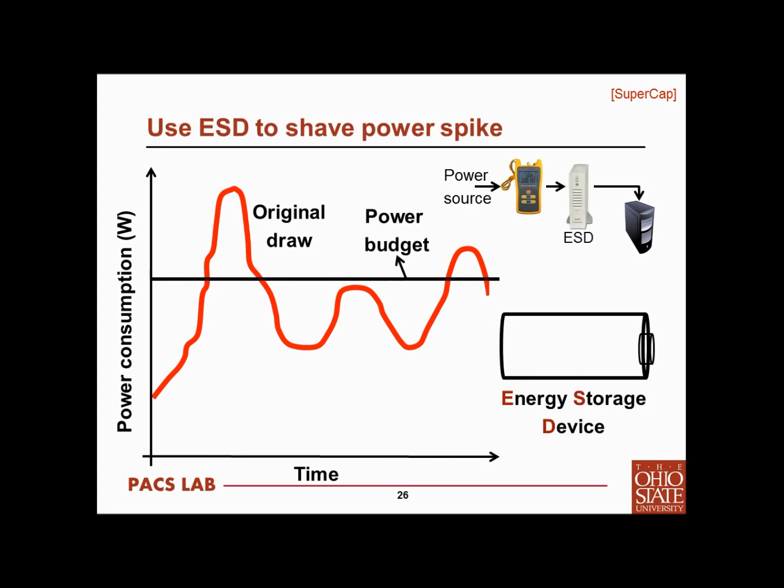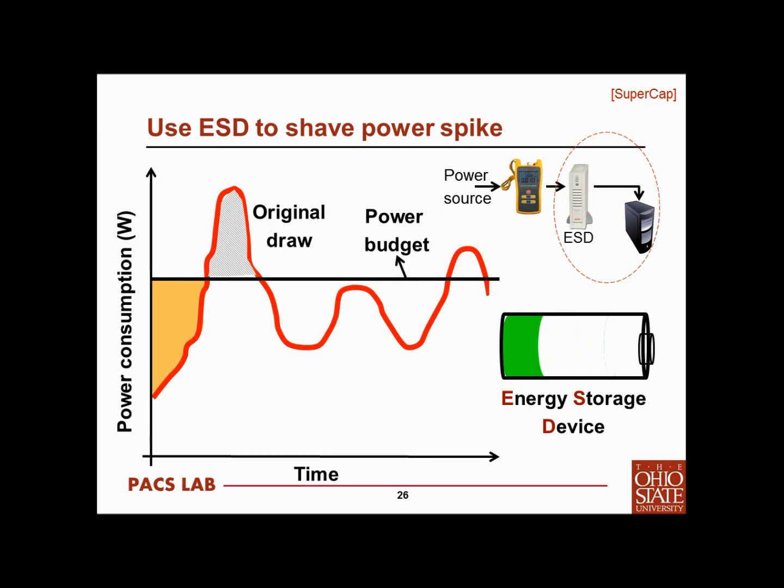One possible solution is to add an energy storage device and treat the energy storage device and the server as an entire system. Such a system works like this. When the actual power consumption of the server is lower than the power budget, then the energy storage device will absorb some energy from the power source and store the energy in the energy storage device.